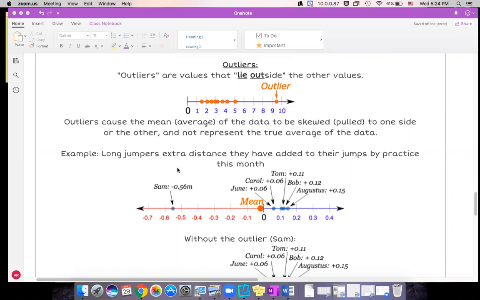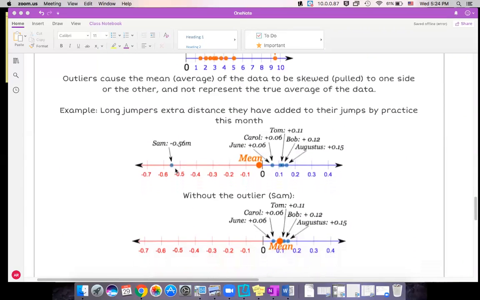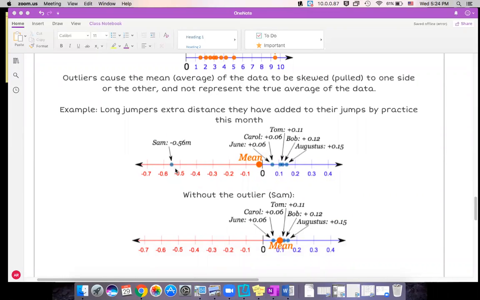For example, this is long jumpers' extra distance they have added to their jumps by practice this month. Let's just say your school's track team is practicing and trying to make their jumps longer, and they collected data on how much further, in meters, people's jumps were based on all of this extra practice. You have all of these people over here with positives like 0.06, 0.11, 0.12, 0.15, and these are all relatively close together. And then you have Sam over here at negative 0.56 meters in his jump. So he actually got a shorter distance despite all of the practice. You can see that Sam is clearly an outlier because he's really far away from all of the other people in this data.